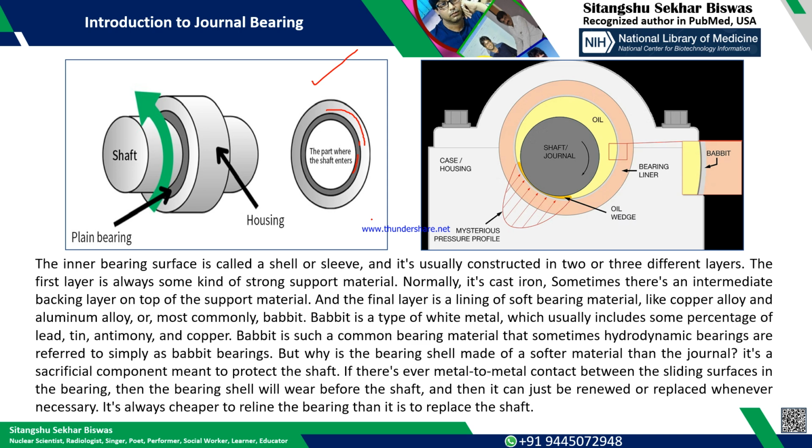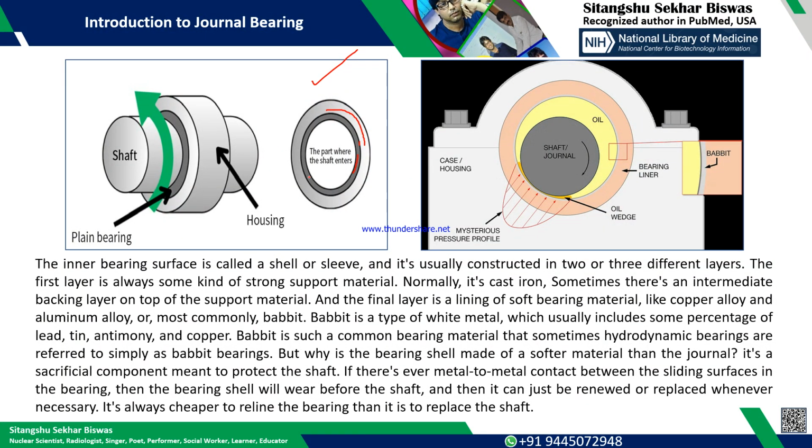Okay, so sometimes it is constructed in two or three different layers. The outermost layer is always some kind of strong support material, normally cast iron, and often there will be an intermediate backing layer on top of the support material, and the final layer is basically the soft bearing material.